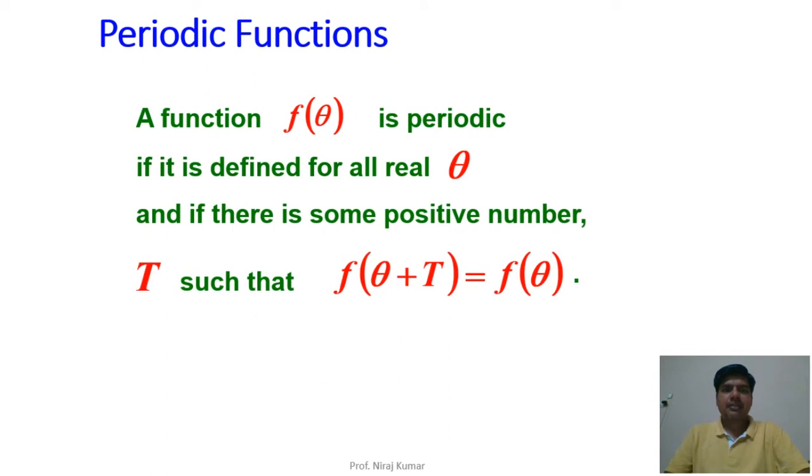So to start with, let us understand what is a periodic function. Any function f(theta) will be periodic if the value of f(theta) repeats after a certain value T. So if f(theta + T) is equal to f(theta), then this function is called a periodic function.